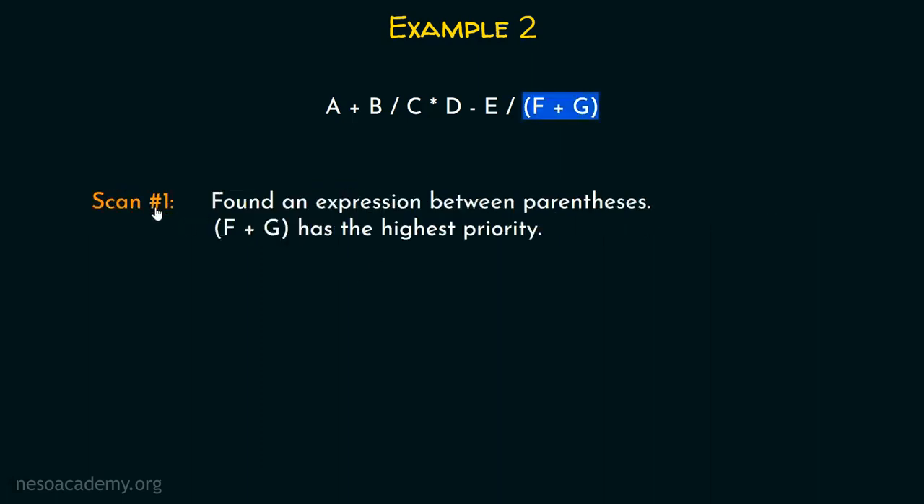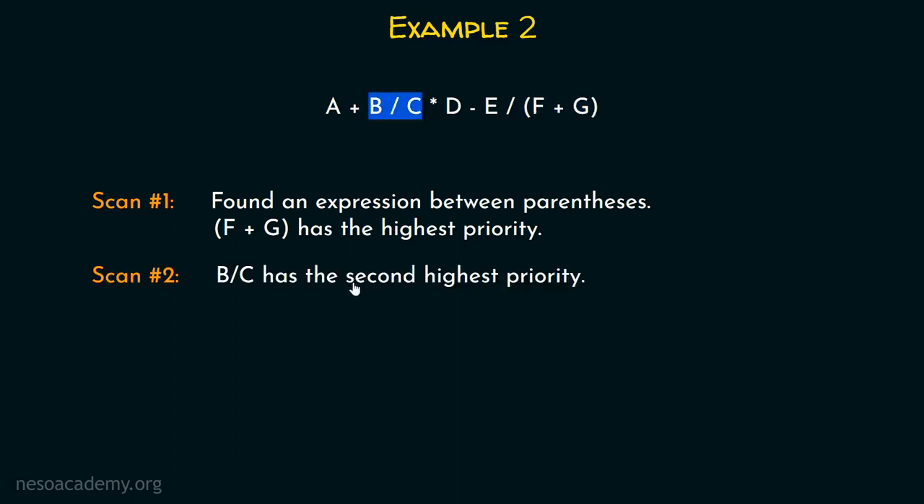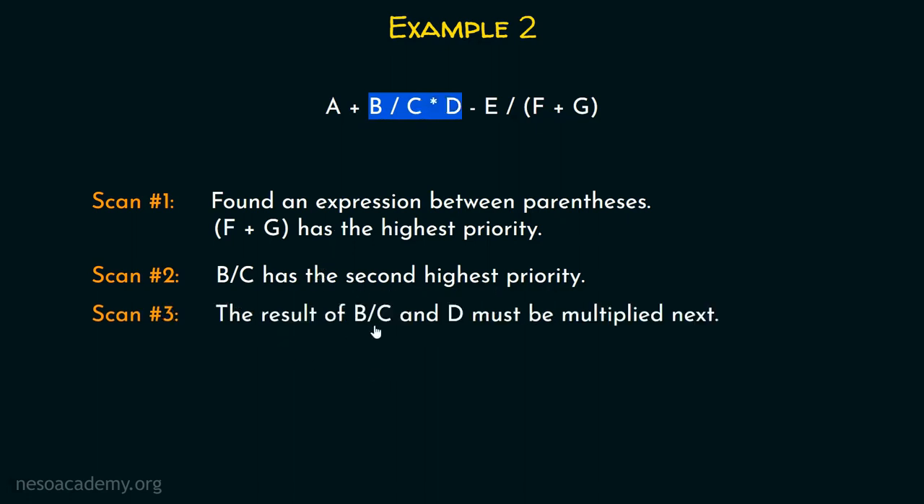Here you can see in scan 1, we have found that an expression between parentheses has the highest priority, isn't that so? So it will be evaluated first. Later on, after performing scan 2, we have encountered that b divided by c, that is this expression, has the second highest priority. In the third scan, we have found out that the result of b divided by c and d must be multiplied, right? So in this way, we got this idea that it is important to perform multiple scans in case of infix expression. Always. This is always true.